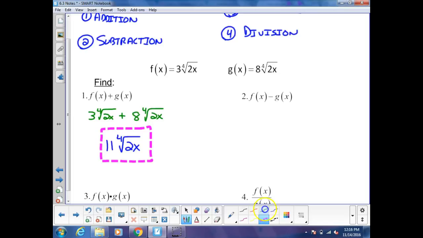Again with subtraction. So this would be 3 times the fourth root of 2x minus 8 times the fourth root of 2x. Are they still like terms? Yes, they're still like terms, so I can subtract them. 3 minus 8 gives me negative 5 times the fourth root of 2x.